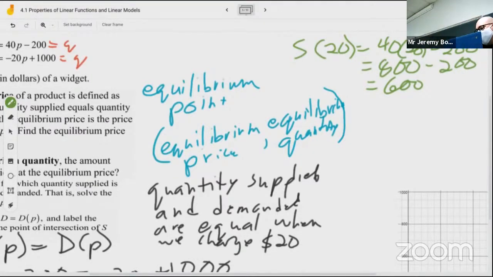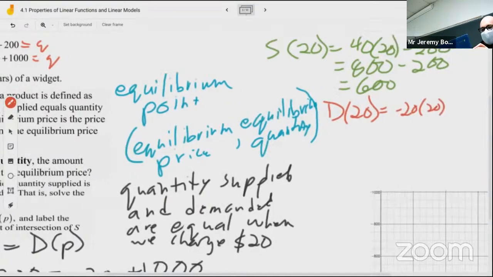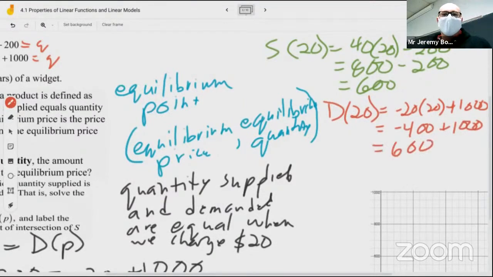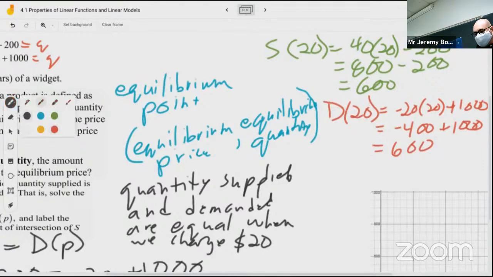Let's test it out. Let's do it with the demand function as well. The demand of 20 would be negative 20 times 20 plus 1,000. That's going to be negative 400 plus 1,000, which is also 600. So the equilibrium price, $20. The equilibrium quantity, 600. The equilibrium point, 20, 600.